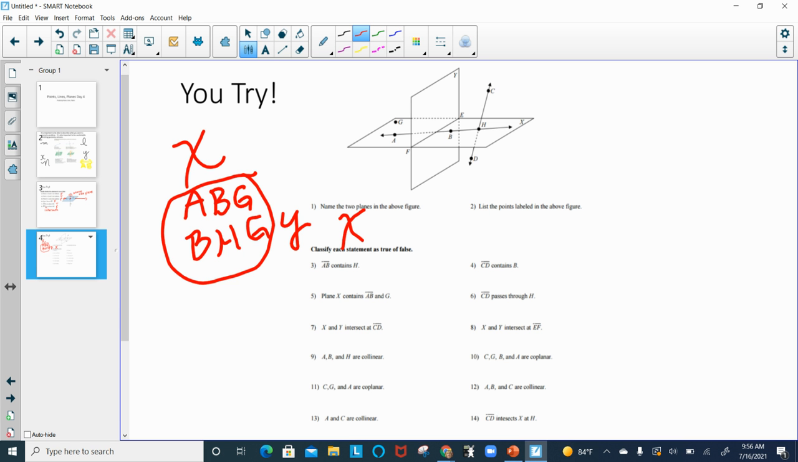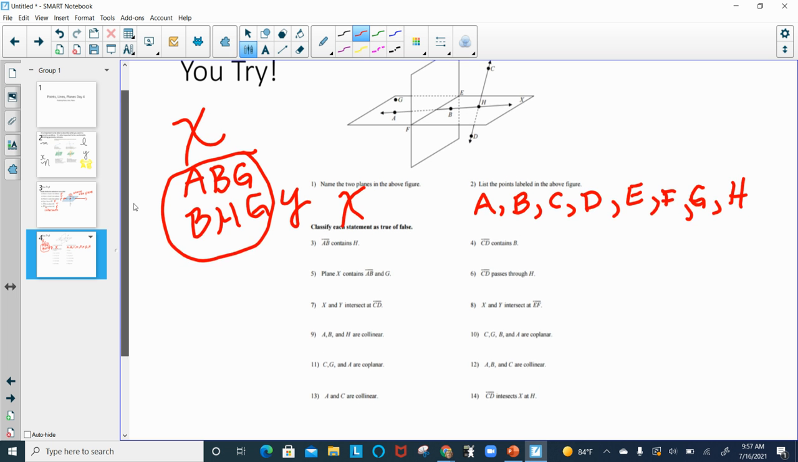Okay. Number 2, list the points. So we see an A, a B, a C, a D, an E, an F, a G, and an H. I think that's it. Now, why didn't we write X and Y? Because they don't have dots, so they're not points. So if you put X and Y, go ahead and get rid of those in your answer, because these do not have a little dot next to them. Those X and Y letters are nicknames for the planes.